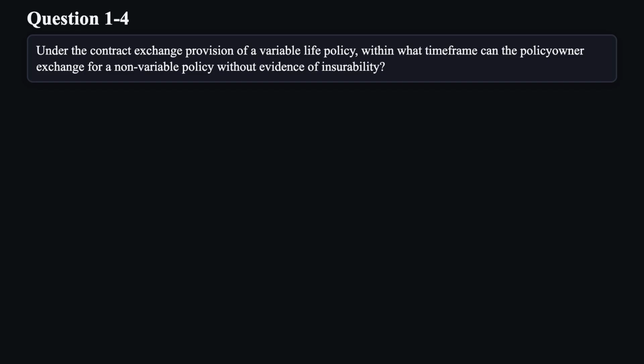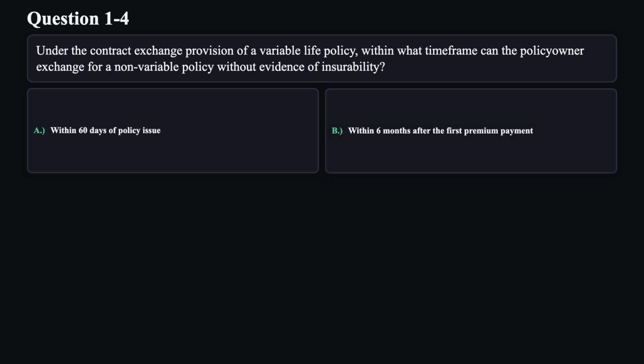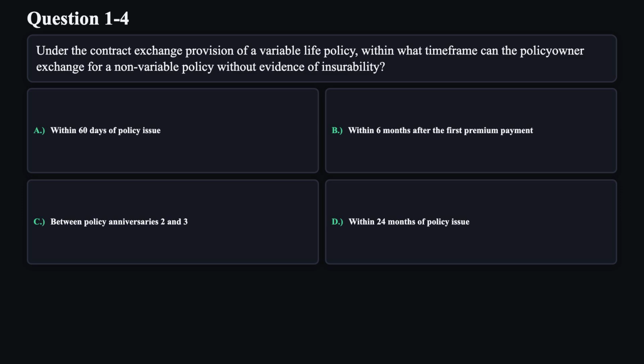Question 4. Under the contract exchange provision of a variable life policy, within what time frame can the policy owner exchange for a non-variable policy without evidence of insurability? A. Within 60 days of policy issue. B. Within 6 months after the first premium payment. C. Between policy anniversaries 2 and 3. D. Within 24 months of policy issue.